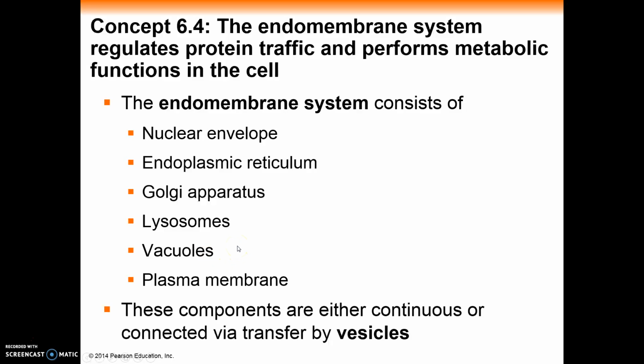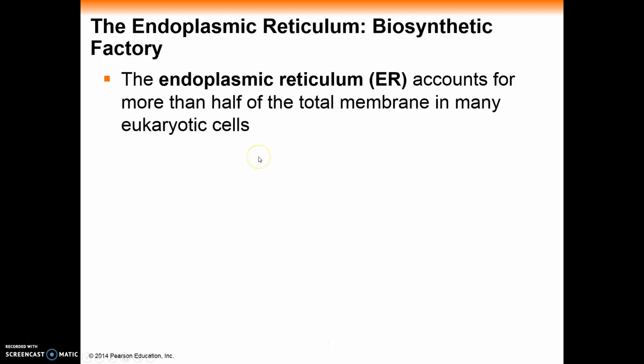So let's start off and look at the endoplasmic reticulum. We already did a pretty close look at the nuclear envelope and the pores within. Let's really concentrate and zoom in on the endoplasmic reticulum here. Now, the ER, combining smooth and rough, accounts for more than half of the total membrane material within eukaryotic cells. So this is a lot of material.